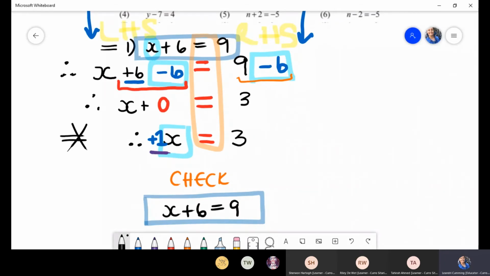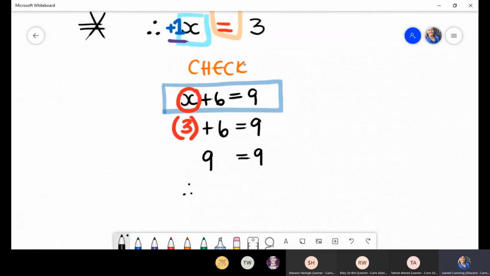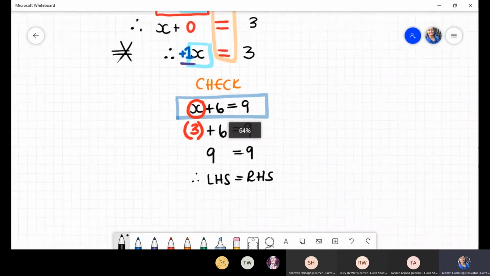I rewrite it, and now I take that value that I got for x, and as in exercise 12 with our previous chapter, I substitute it into my equation, and I see, what do I get? I get 9 is equal to 9. Therefore, well done, I'm happy because left-hand side is equal to right-hand side. That is your checking process.